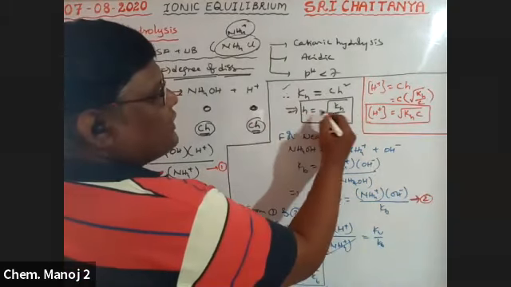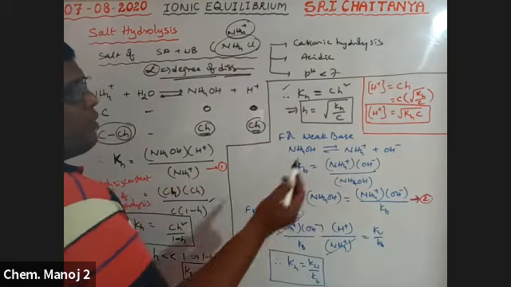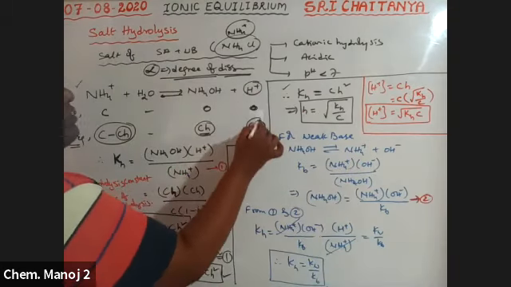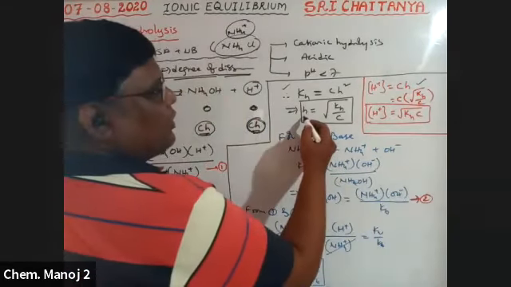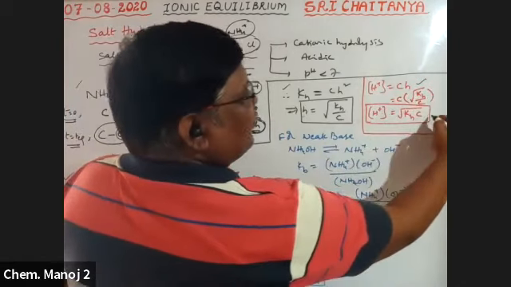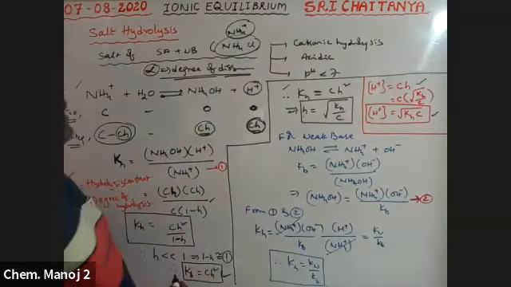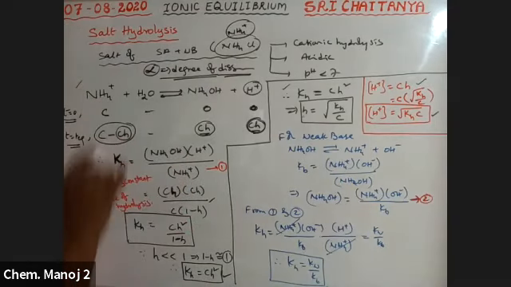So from this, h is equal to under root Kh by C. See boys, here the H plus concentration is equal to Ch. So I substituted this h value here. Therefore, C into under root Kh by C, so the H plus concentration is equal to under root KhC. These values are used to find the pH of this solution.